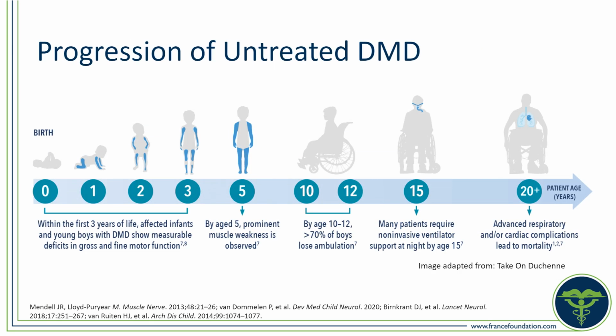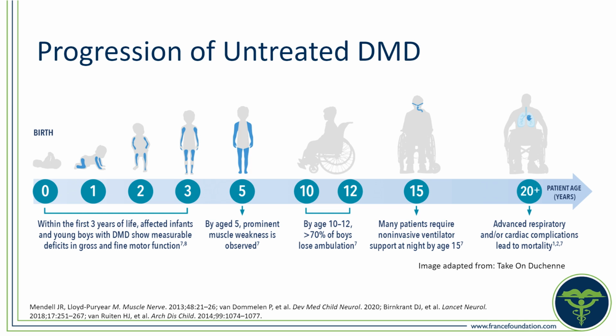Before we talk about the therapeutic approach, it's important to understand and review briefly the progression of untreated Duchenne muscular dystrophy. You can see here the progression from birth until the 20s depicted here. Within the first 3 years of life, there are signs of muscle involvement with delayed motor milestones, which can be detected if looked for very carefully.